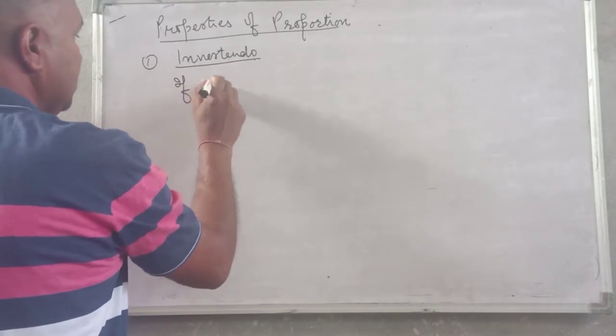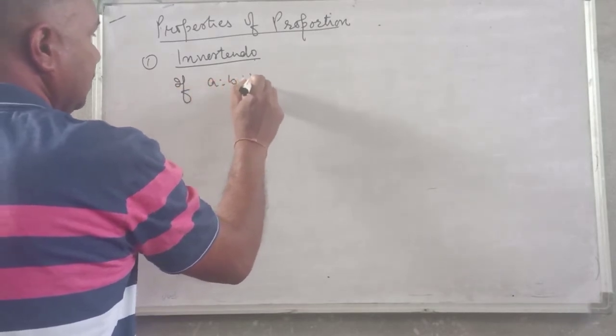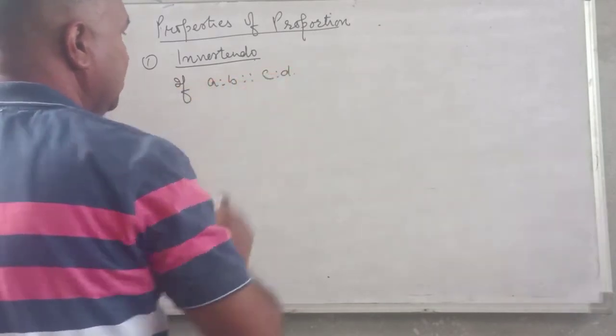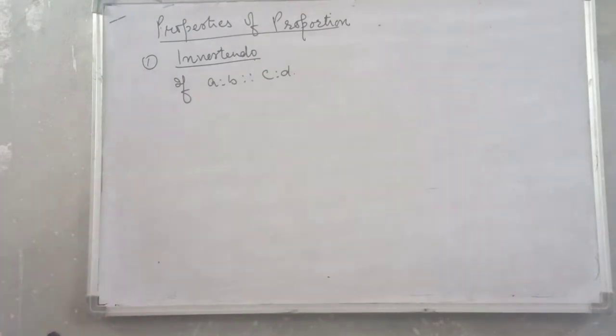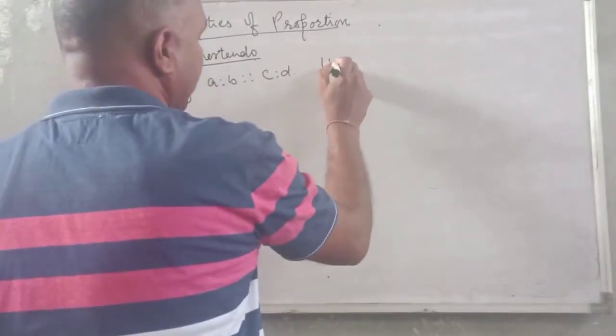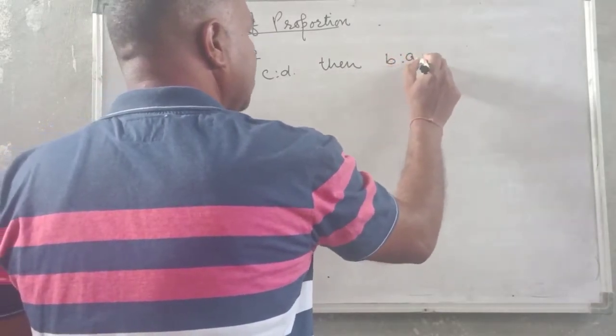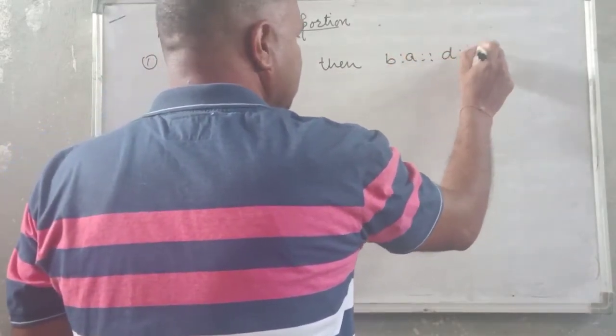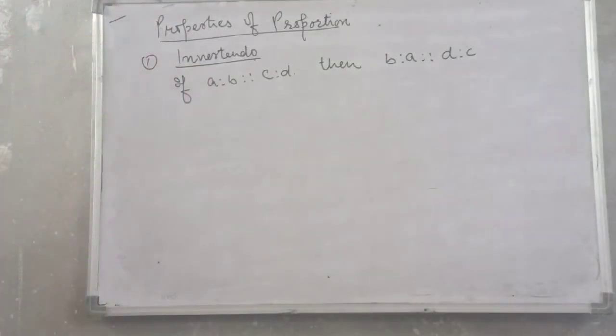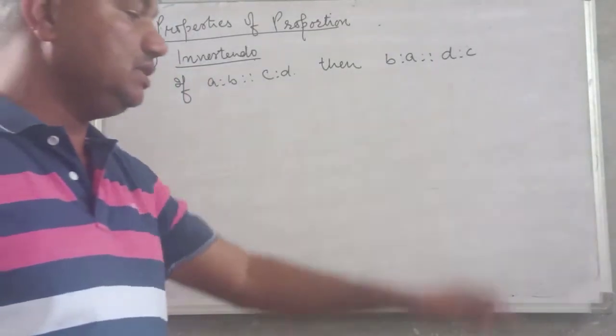If A is to B and C is to D, then B is to A and D is to C. This property is invertendo.